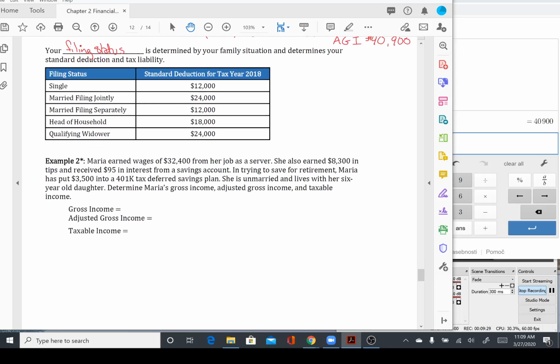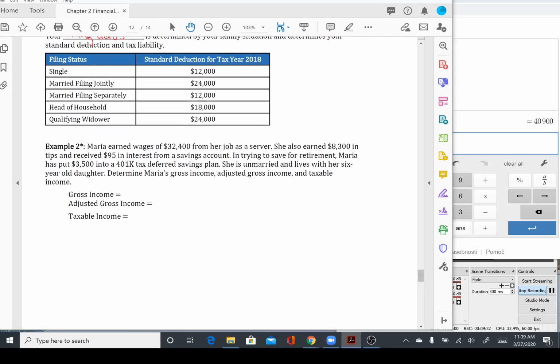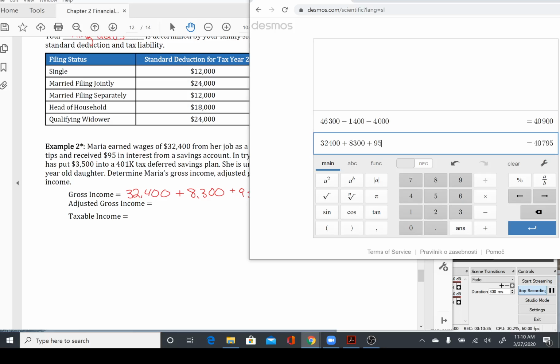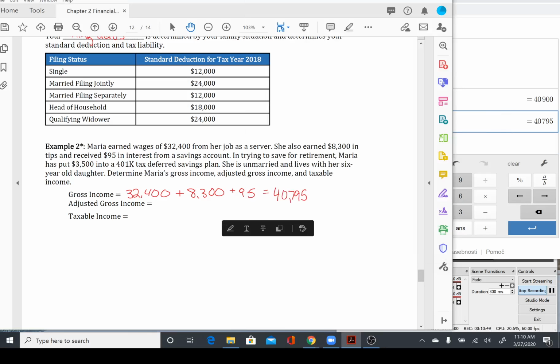Let's work with filing status and see how this might affect Maria. Maria earned wages of $32,400 from her job as a server. She also earned $8,300 in tips and received $95 in interest from a savings account. Let's stop there and determine her gross income, because that is all the money that Maria was making. Okay, so Maria was making $40,795.